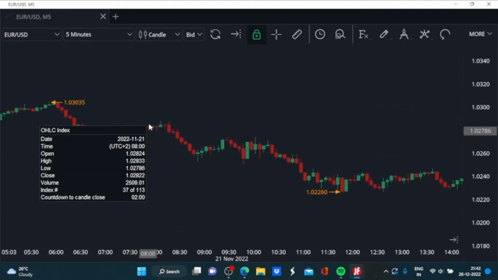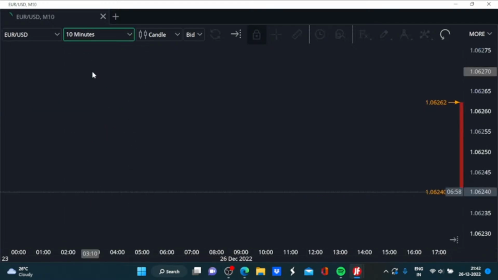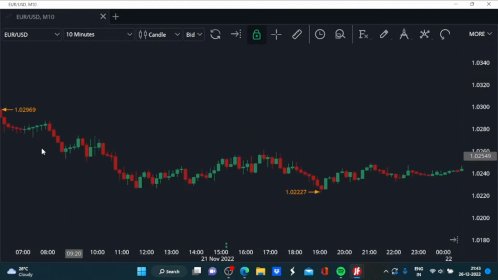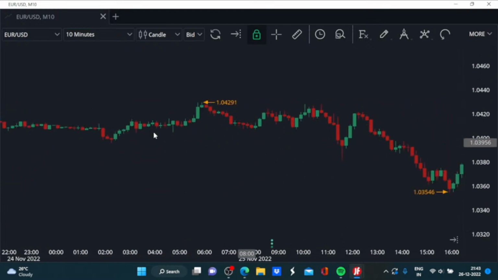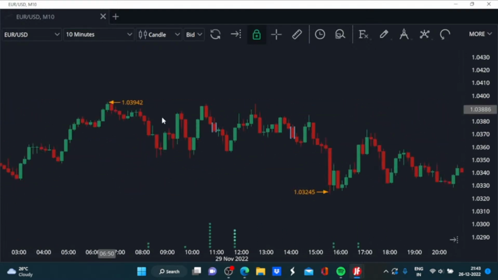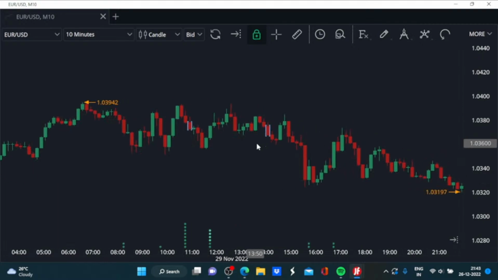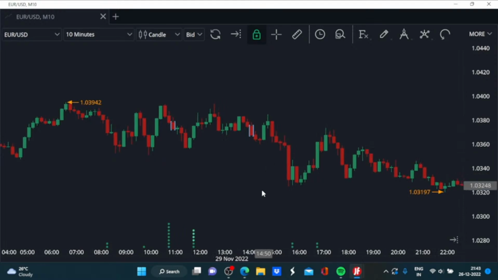Okay, let's change the time frame then. Let's make it 10 minutes. Somewhere we should get the formation. Okay, finally we found it. And here we have two instances of this three black crow formation.